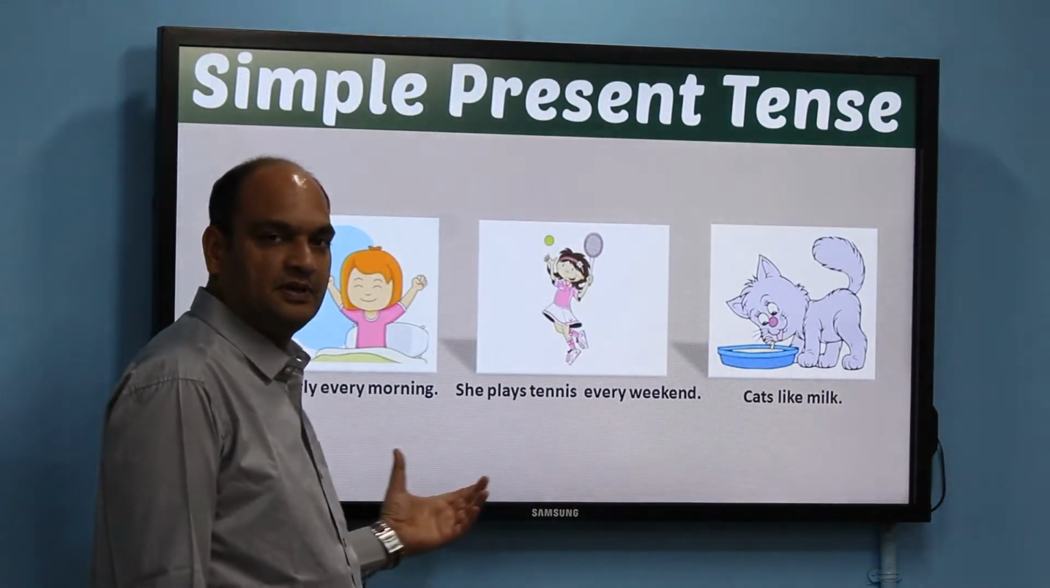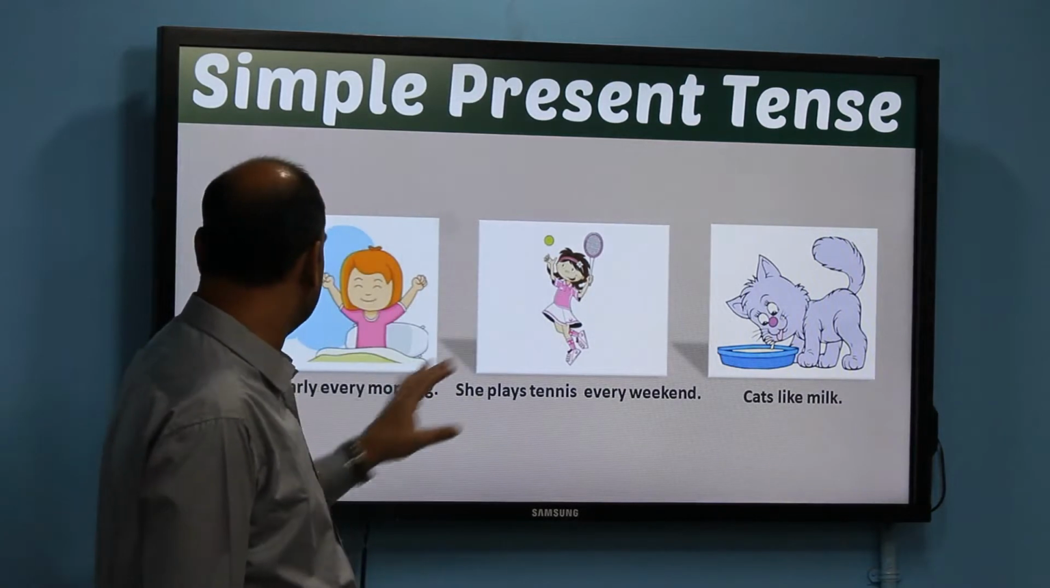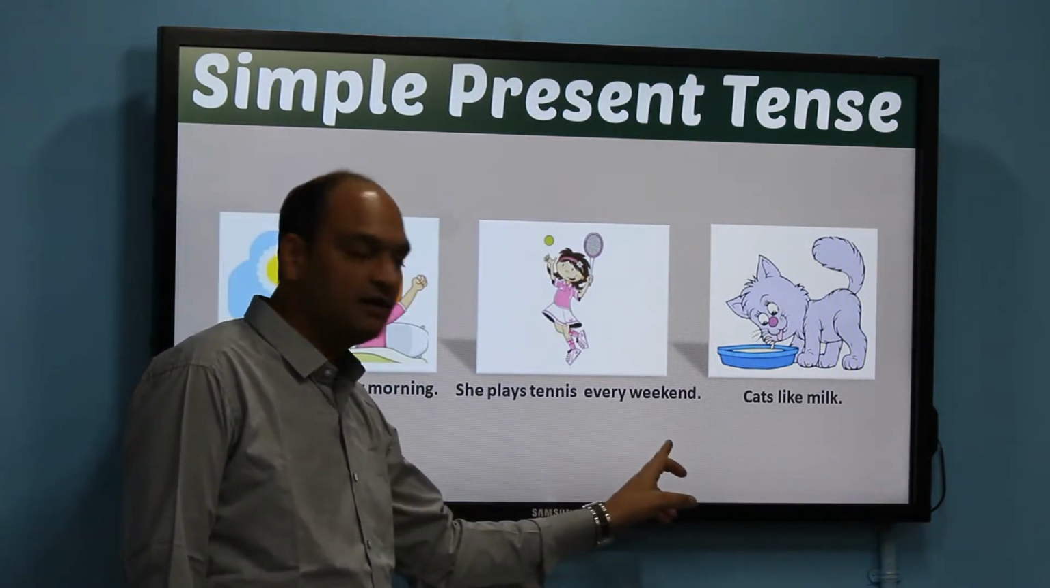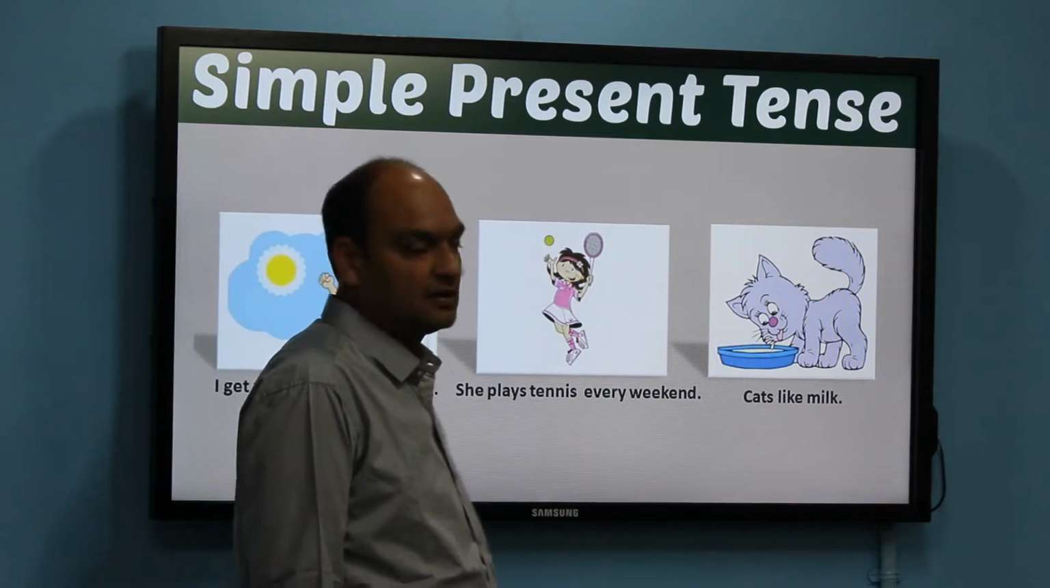A simple example has been added for you. Simple present tense: I get up early every morning. She plays tennis every weekend, and cats like milk.